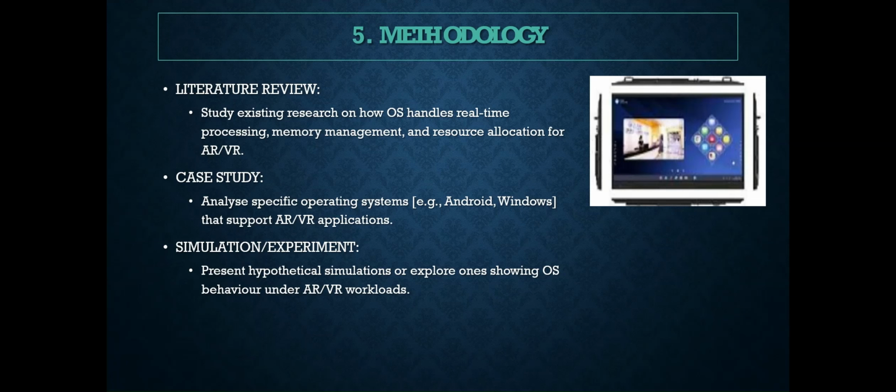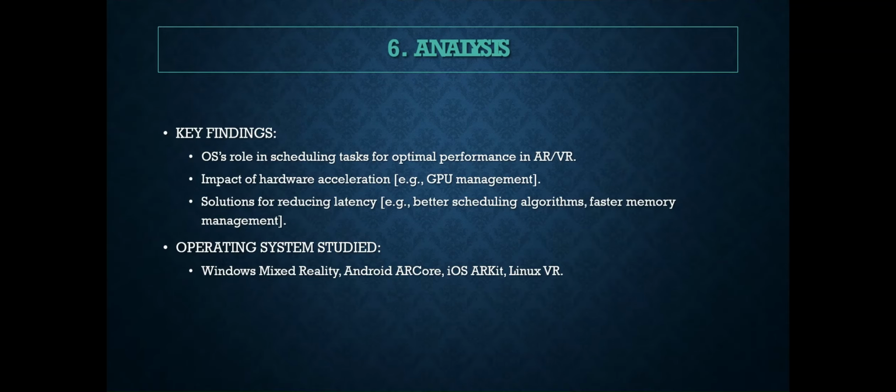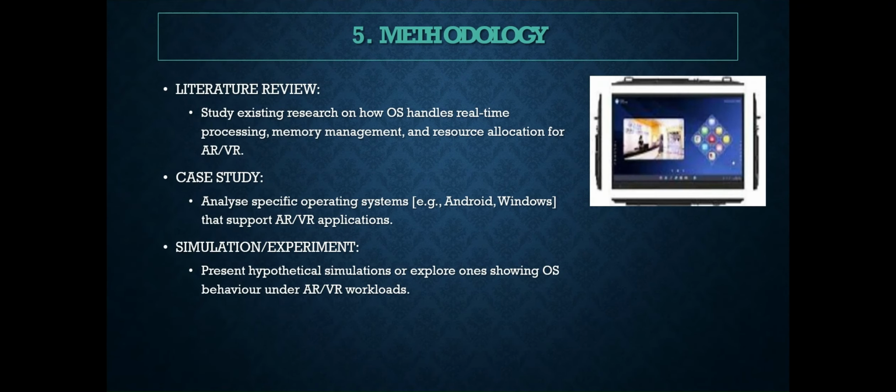Based on the analysis, we found that an operating system's role in scheduling tasks is critical for AR and VR performance. Tasks need to be managed efficiently to reduce latency. Hardware acceleration, especially through GPUs, is crucial in handling the complex graphics required by AR and VR. For example, Windows Mixed Reality and Android's ARCore are two systems that have developed strong support for AR/VR applications. Another key finding is how operating systems are improving task scheduling and memory management to meet the demands of these technologies.